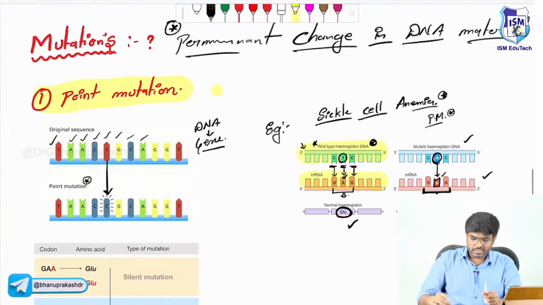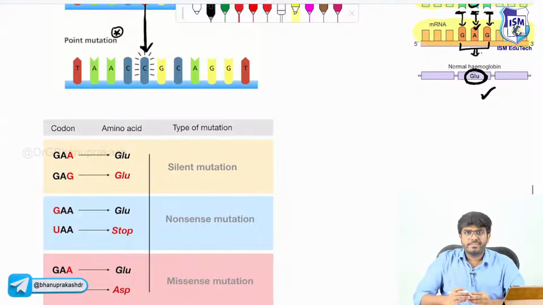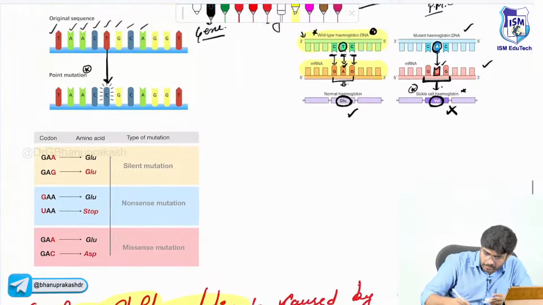After this, what else should you know? Because of these point mutations, what are the possibilities? There are three possibilities. Point mutations.